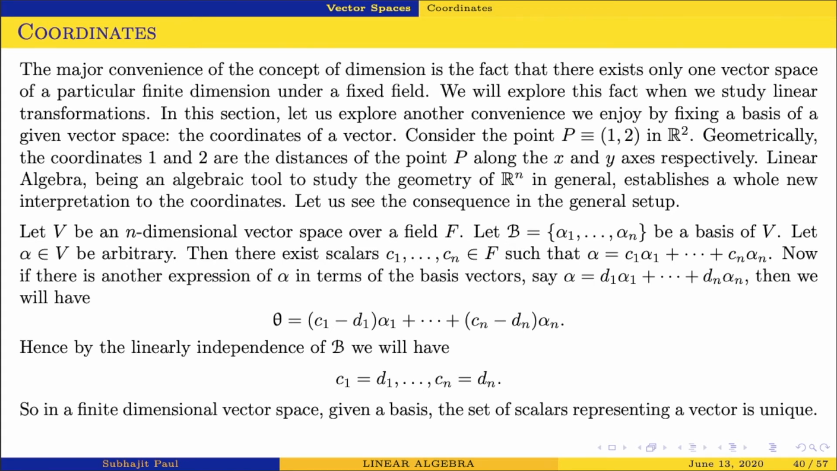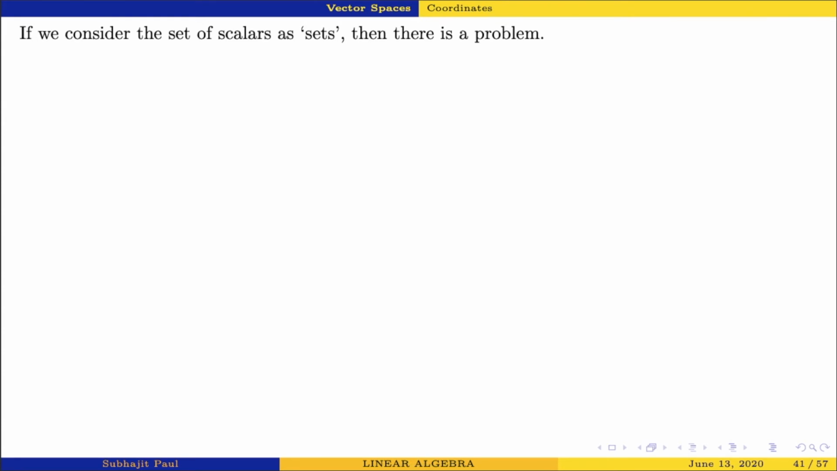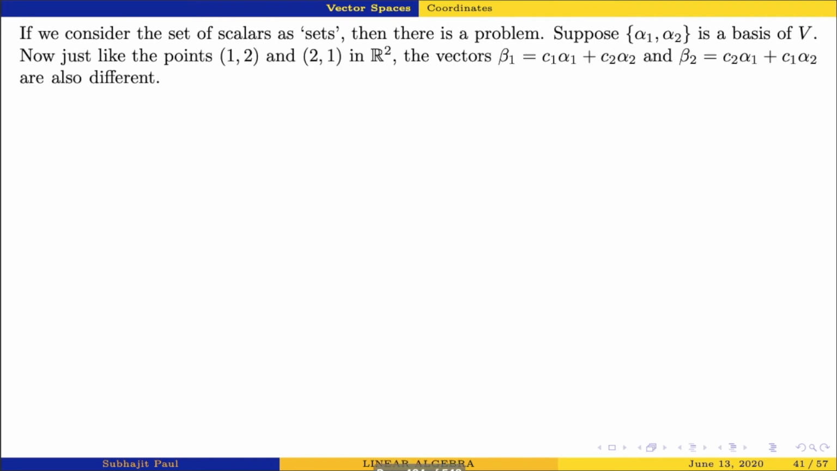A natural question arises at this point. Can we represent a vector in terms of the scalars? Let us dig a little bit more into this matter. If we consider the set of scalars as sets, then there is a problem. Suppose alpha 1, alpha 2 is a basis of V. Now just like the points (1, 2) and (2, 1) in R2, the vectors represented by c1 alpha 1 plus c2 alpha 2 and c2 alpha 1 plus c1 alpha 2 are also different.